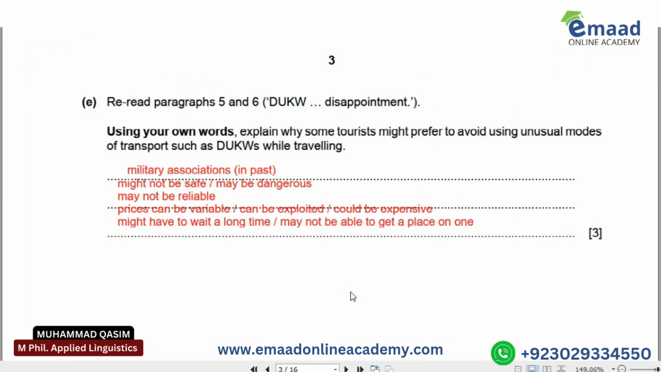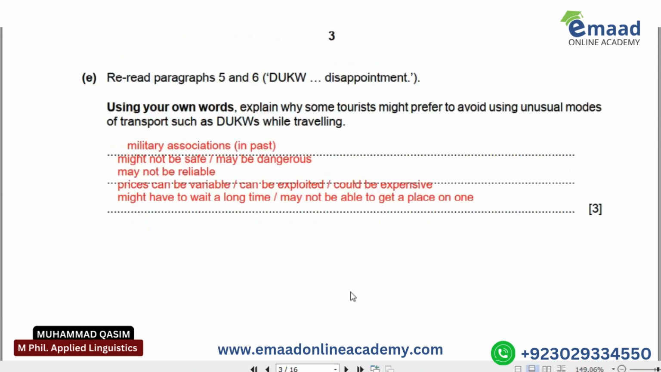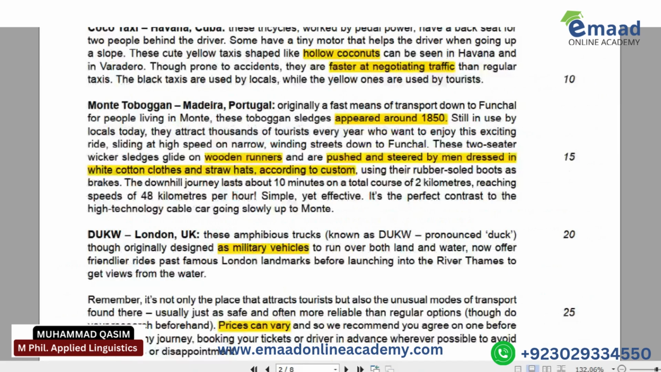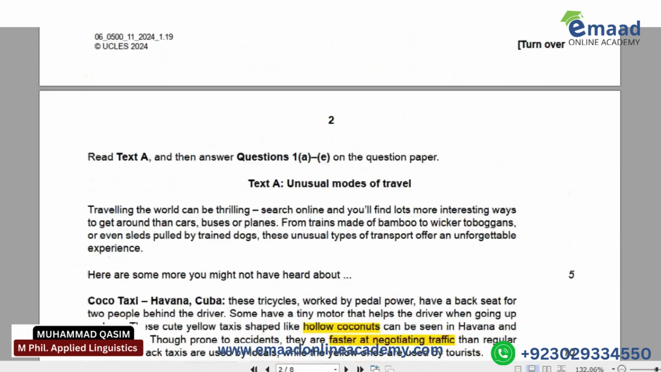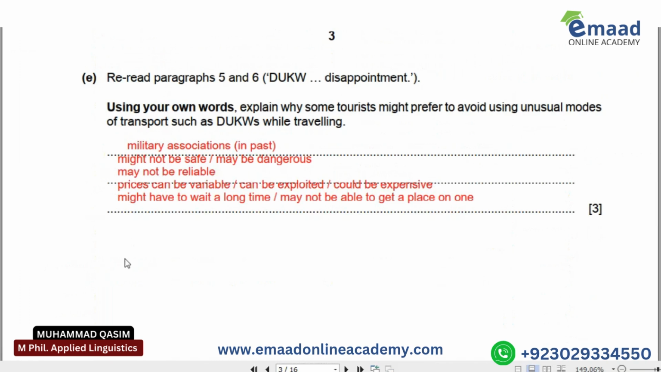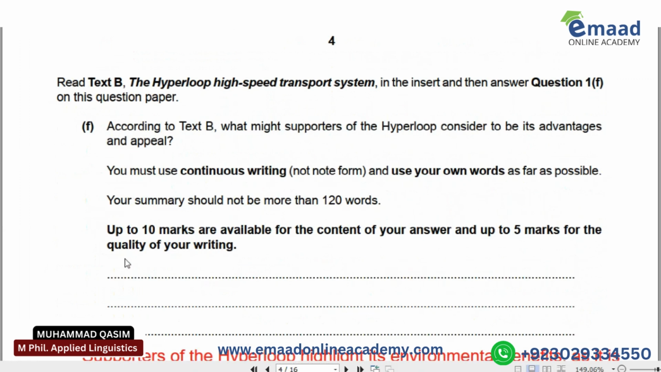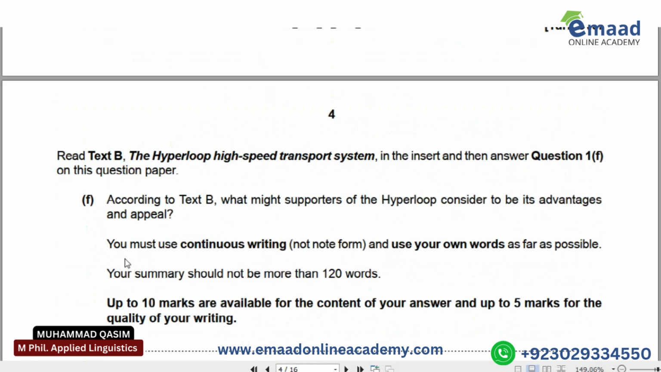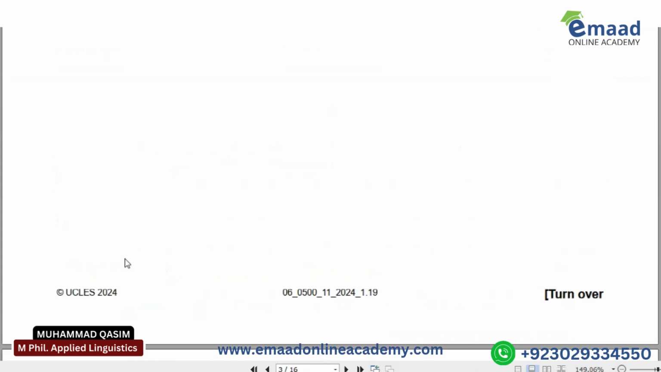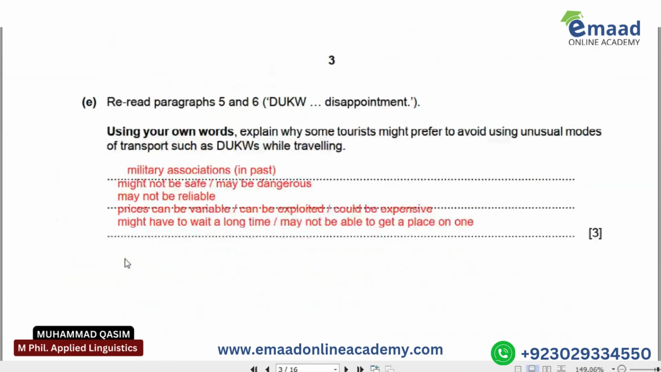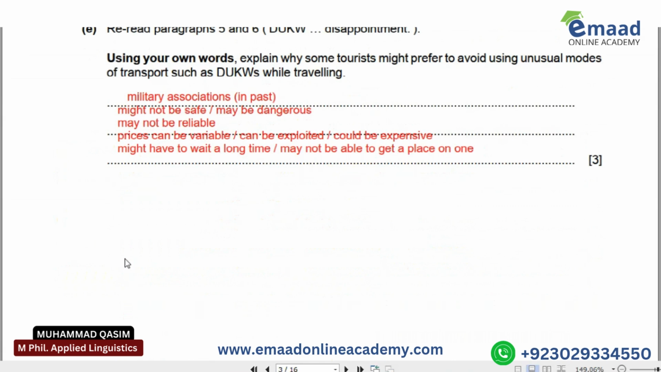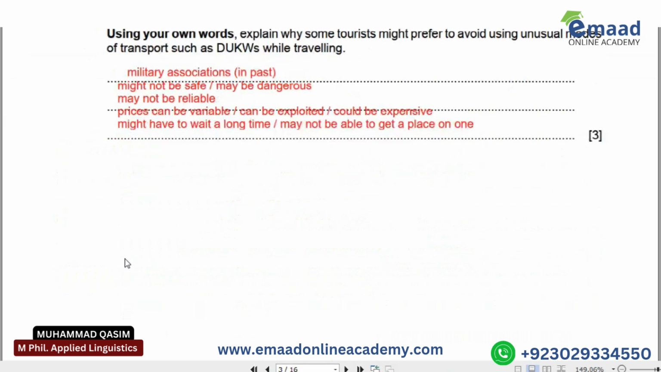In the next video, I will discuss with you question number 1, components A to E, the 15 mark section that is based on comprehension questions on this reading text A, unusual modes of travel. Now the last component of question number 1 that I'm going to discuss in the next video is the summary writing task, the F component. It is not based on text A, but it is based on text B. It involves some tricky things, some specific skills and many things that you need to be careful about. So I will discuss this last component of question number 1, summary writing task, in the next video.